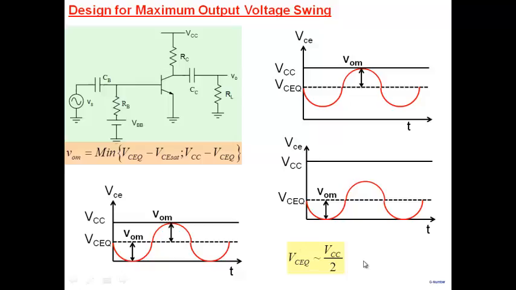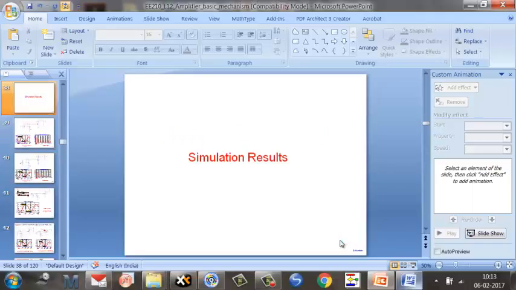In many books you will find it written that what you should do is take an amplifier and bias it in the middle, with VCQ equal to VCC by 2. And then you'll get the maximum output voltage swing, V0M, which is approximately equal to VCC by 2. That's the conventional picture, but we'll see that it's not entirely true. Okay, so let me bring in some simulation results for you so that you can see what is happening here.